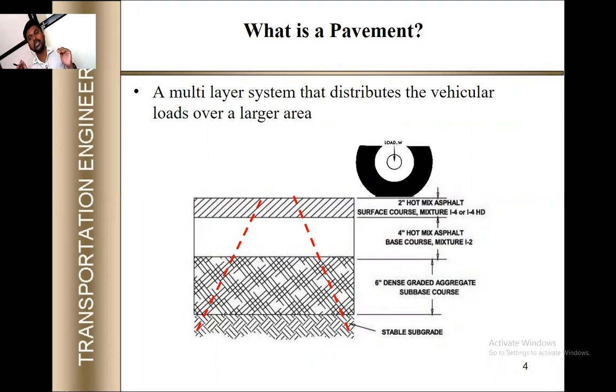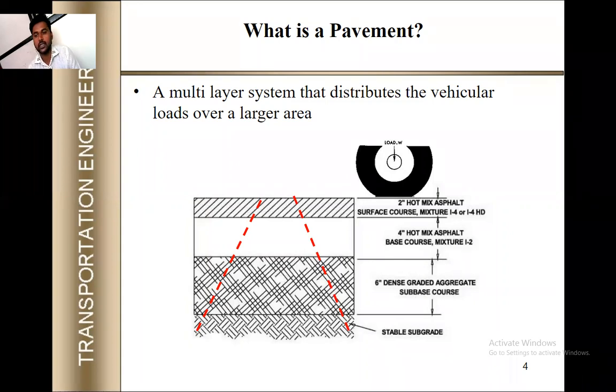Likewise, with the different multi-layer system, it distributes the vertical load coming from the vehicle, and that load is transferred to the base, that is the subgrade soil. So this is the pavement. Pavement is the multi-layer system which is provided to distribute the vertical load to a larger area, that means to the soil. So this is the purpose of providing the pavement. Whatever load is coming from the tires of the vehicle, that load should be distributed to a larger area of the soil.